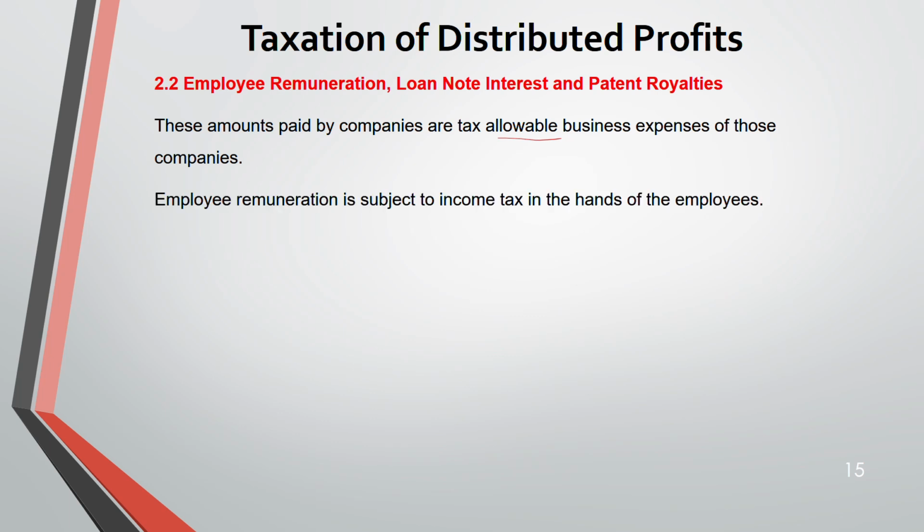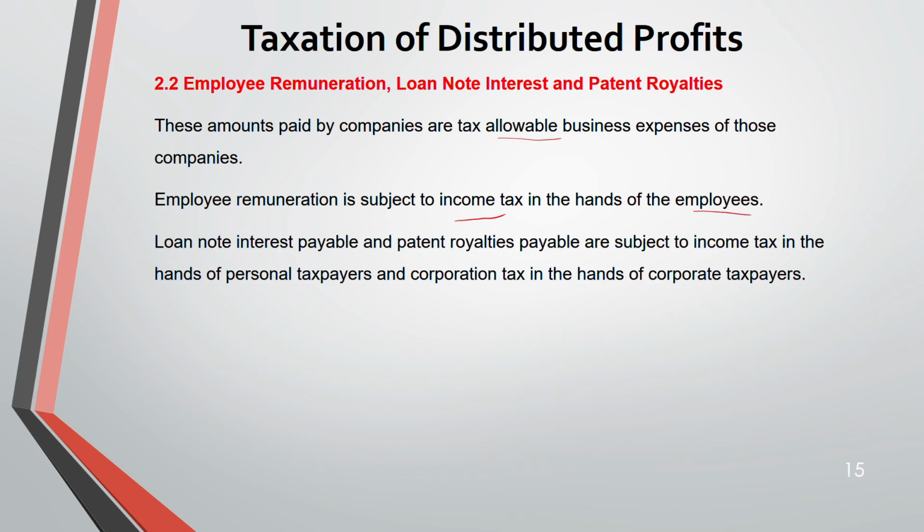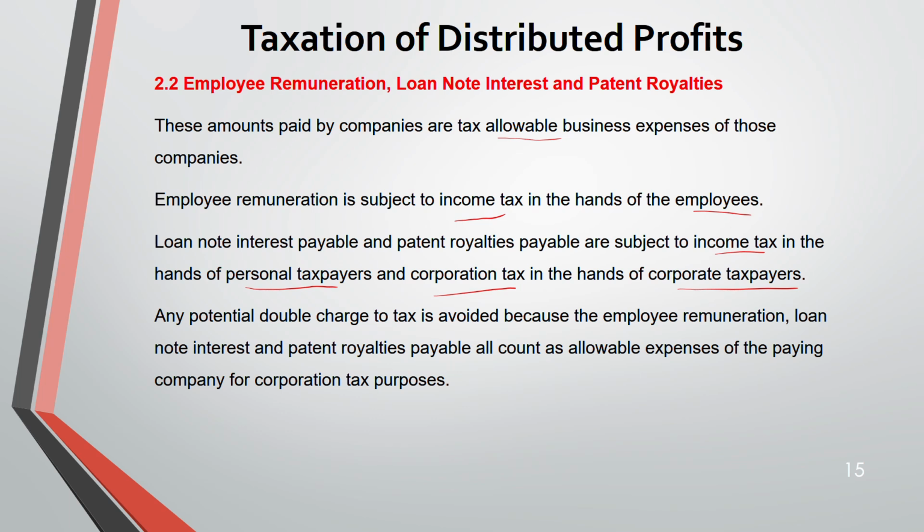Employee remuneration will be subject to income tax when employees receive it. Loan note interest and patent royalty are subject to income tax if it's in the personal taxpayer's hands, and corporation tax if it's in the hands of the corporate taxpayer. Understood? Now, because there's a potential for double charge to tax, any potential double charge to tax is avoided.